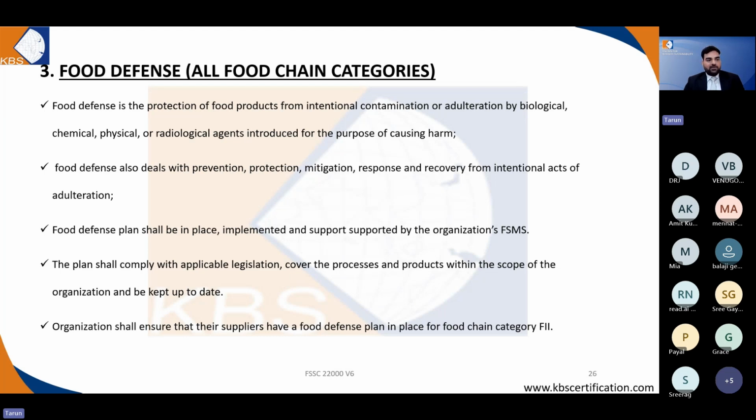Because you also see so many reports or news related to product adulteration and all. So this is a requirement that FSSC considered as a defense system. FSSC is saying the organization must create a food defense system so that their product will not get any type of harm, to the organization as well as to the consumer, because your organization will also get affected if any product gets a defect.